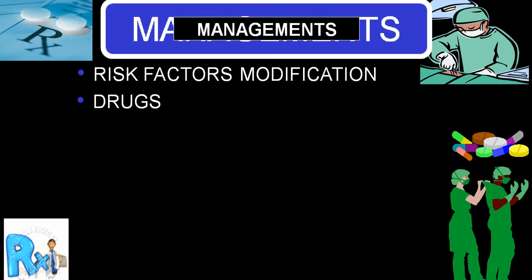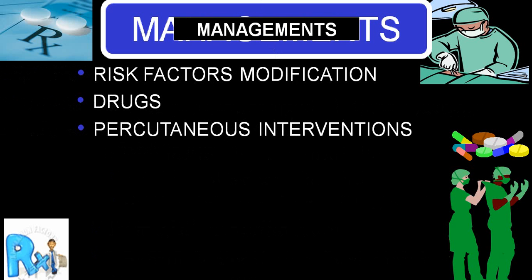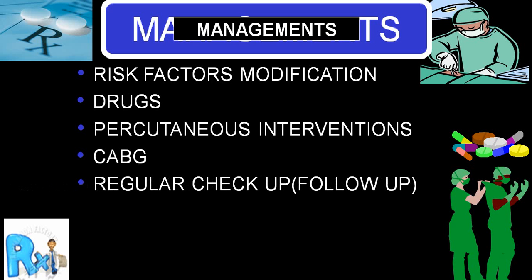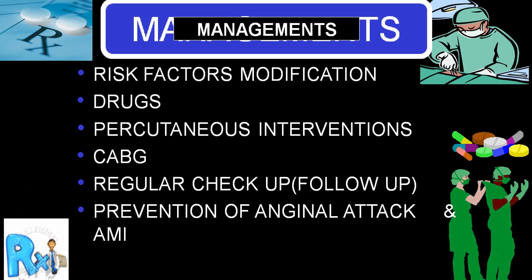So risk factor modification and drugs are needed, but percutaneous intervention may not be required in stable angina. Usually it is necessary in case of acute coronary syndrome, and CABG is also required very frequently in acute coronary syndrome rather than stable angina. And all patients with diagnosed stable angina should have regular checkups and regular follow-up. Prevention of anginal attacks, and preventing a person with stable angina from going into acute coronary syndrome, should be done.